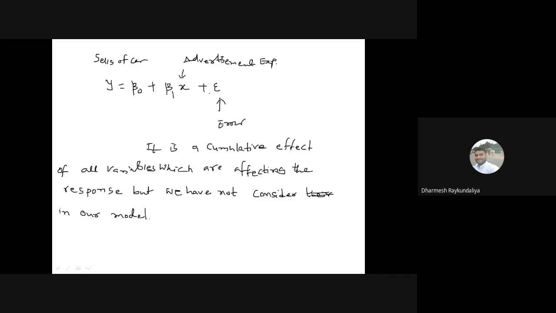Okay, so I'm only interested to see what is the impact of advertisement expenditures on the sales of a car. I know that there are so many variables which are affecting the sales of a car, but I have not considered them in my model. I have only considered the one variable. So what about other variables? I am writing an epsilon term. It is the error term. It is nothing but the cumulative effect of all variables which are affecting the response, but we have not considered in our model. So our basic idea is that we wish to minimize this part so that we can have the best impact of x on y. Is that okay?